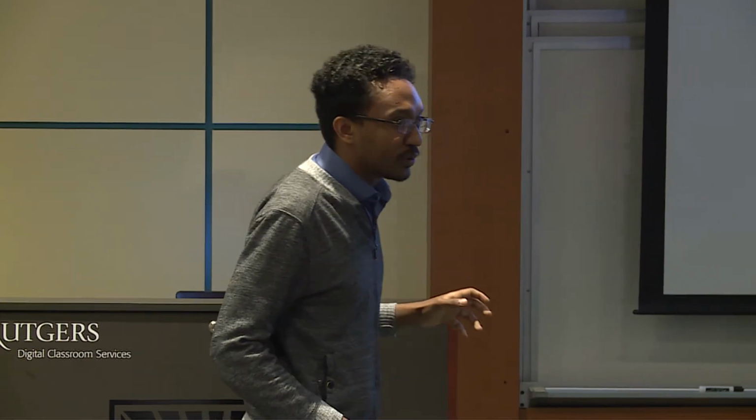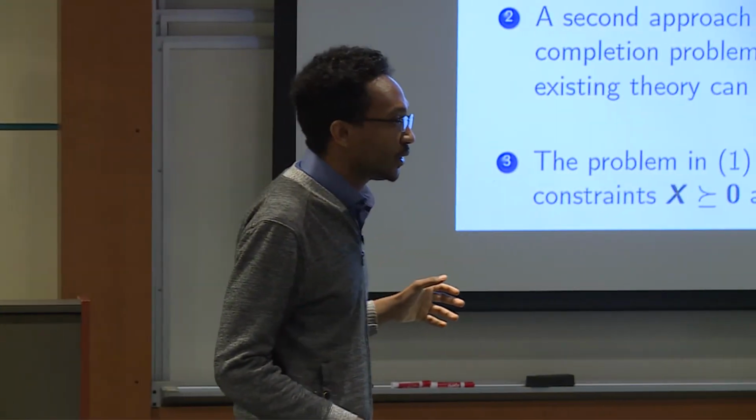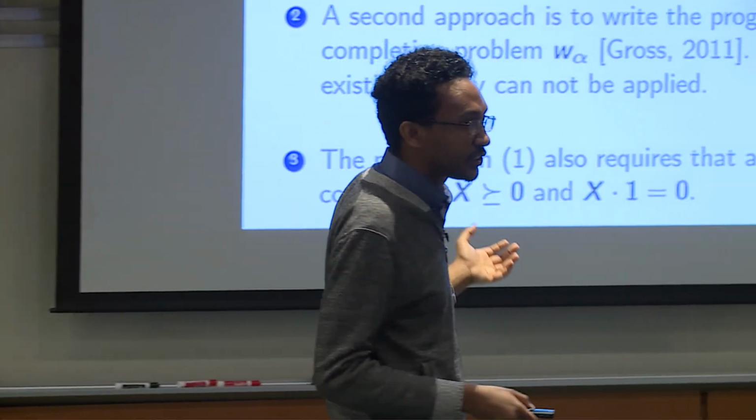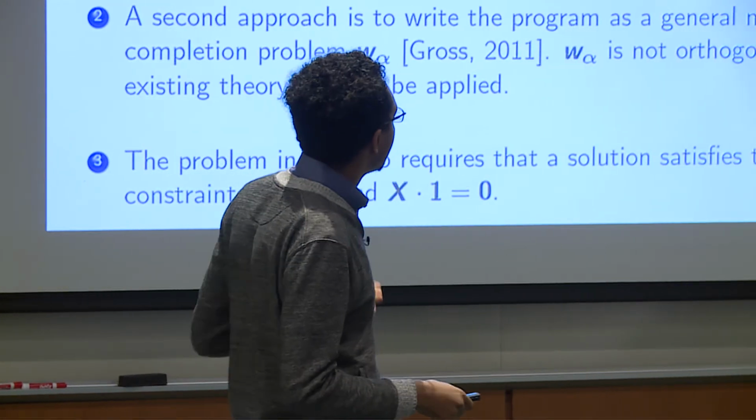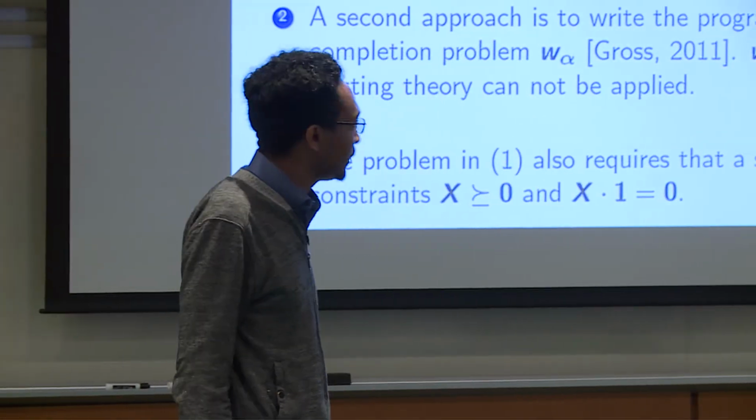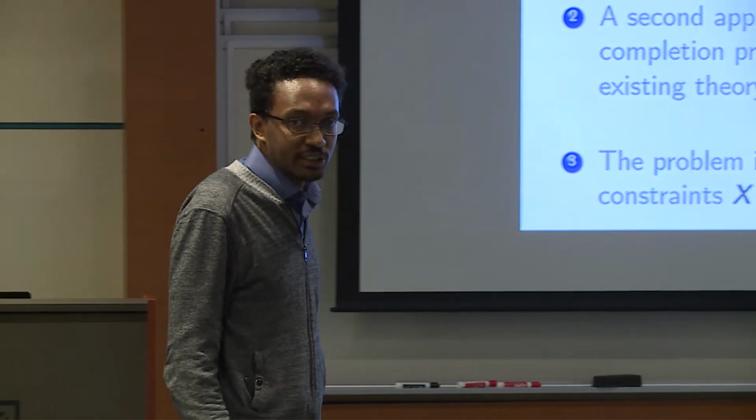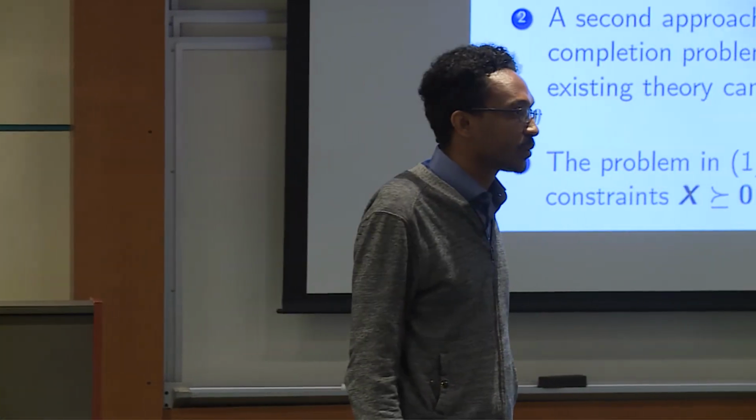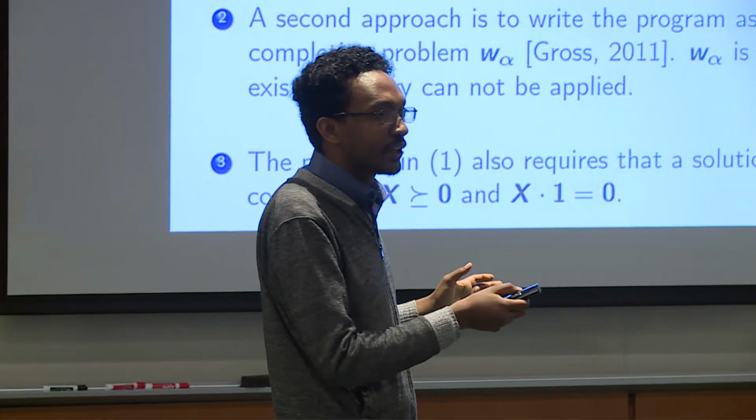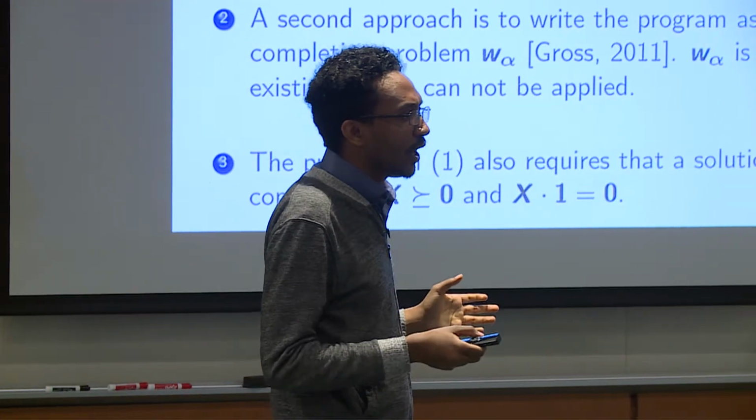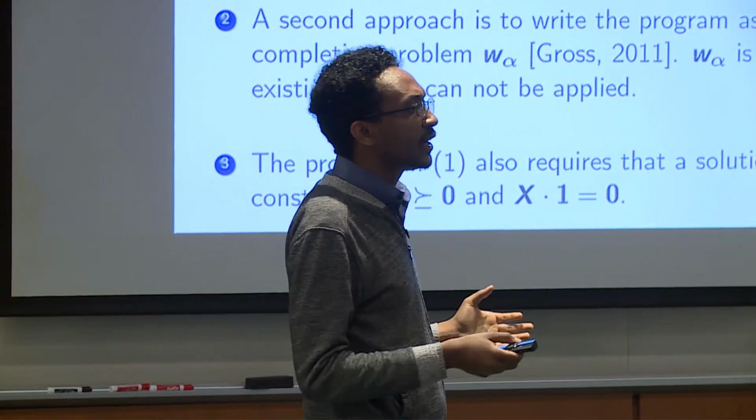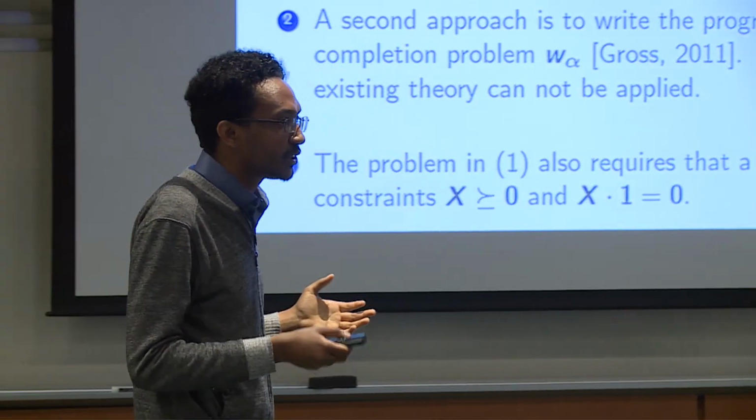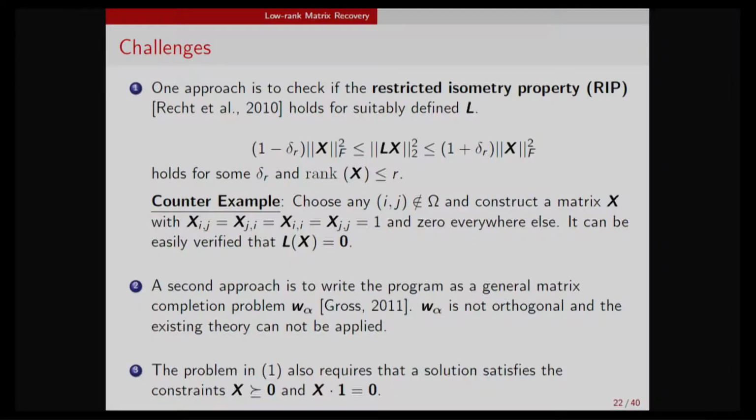So there are a couple of challenges. The first, one could say, there is this restricted isometric property. Why can't you use this directly? You could construct counterexamples that show that this restricted isometric property doesn't hold. The intuition I want to give is that whenever you have non-random deterministic setups, this restricted isometric property doesn't work, because you can easily construct things that lie in the null space of this operator L.